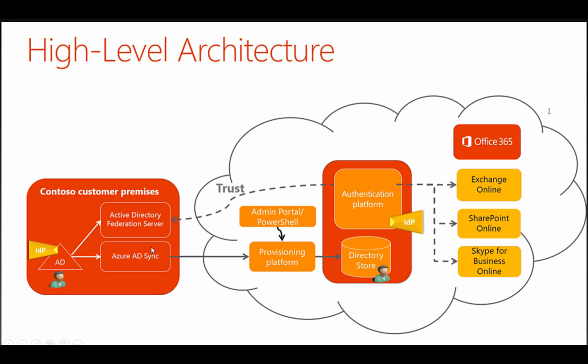From a high-level architecture standpoint, Azure AD Sync is pretty simple. We've got a directory store. There are users in there. Those users get synchronized out. But when we look at Active Directory Federation Services, there's a trust established in an authentication platform that is directed to trust the token that comes from ADFS to get the user into Office 365.